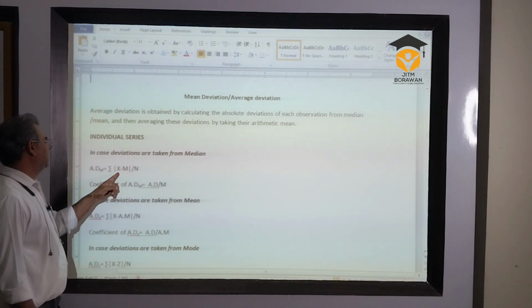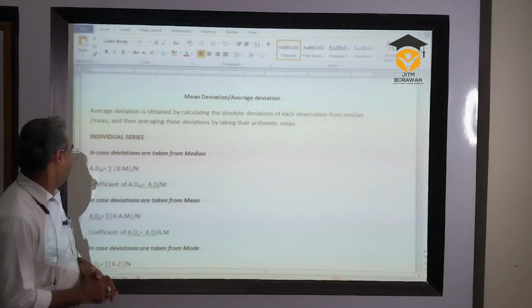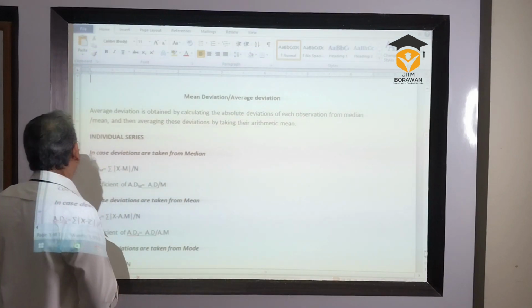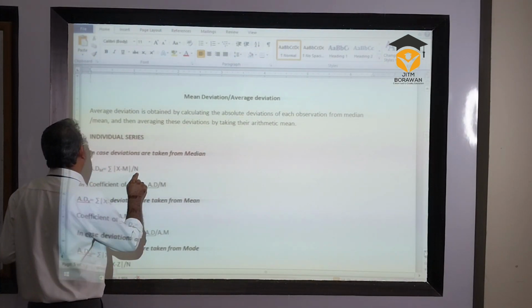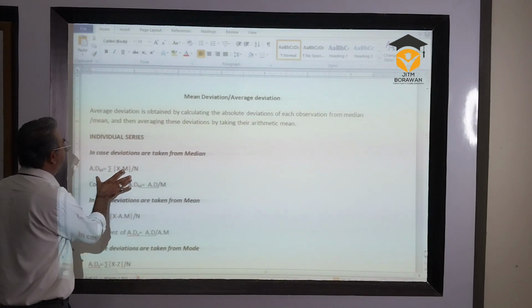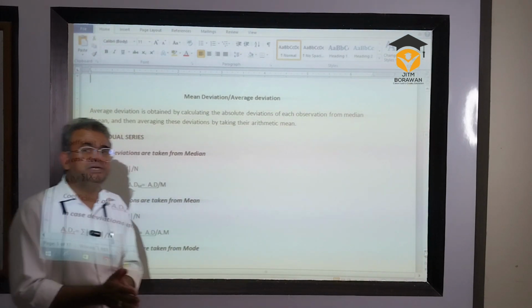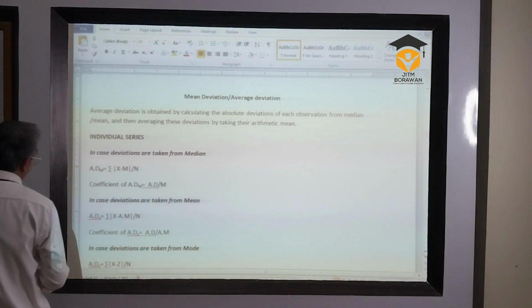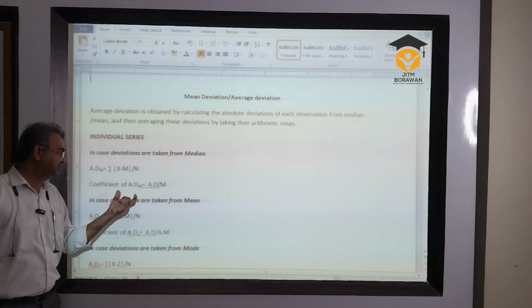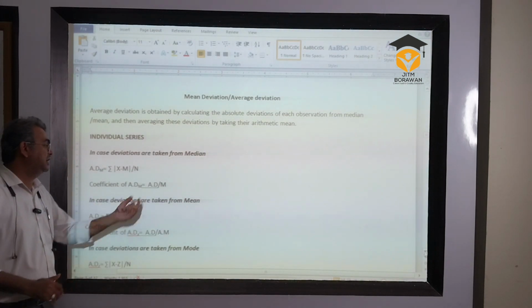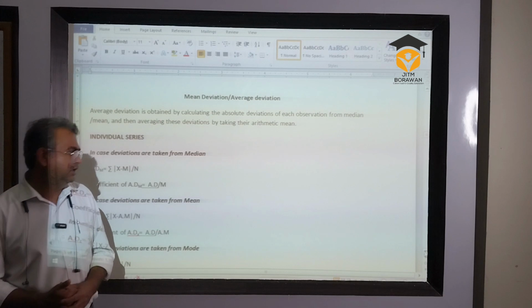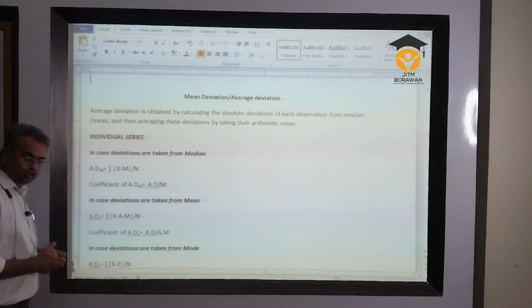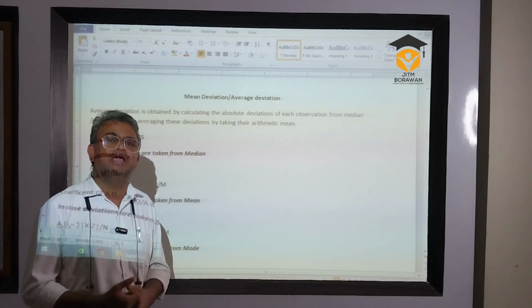Here x is your variable, capital M is the value of the median, and capital N is the total number of observations. So with the help of this formula we can find the average deviation calculated from the median, and hence we can also find the coefficient of average deviation, that is average deviation divided by median. So with the help of this formula, we can find the average deviation and also the coefficient of average deviation. Case number 2.